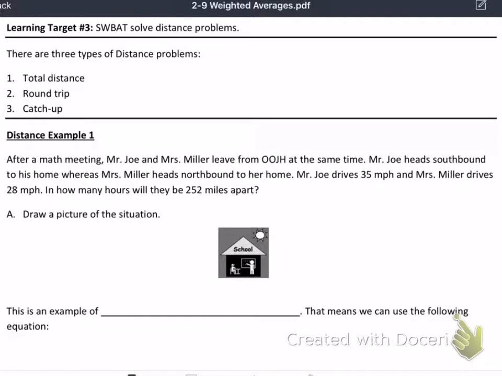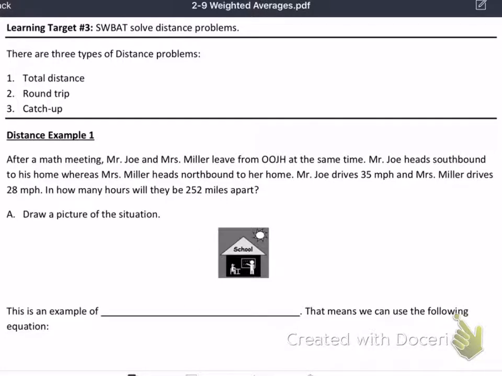So we're getting into section 9 of weighted averages, and the third learning target is students will be able to solve distance problems. Now, there are three types of distance problems. There's a total distance, there's a round trip distance, and a catch-up distance. Okay, so we'll take at least one example for each.